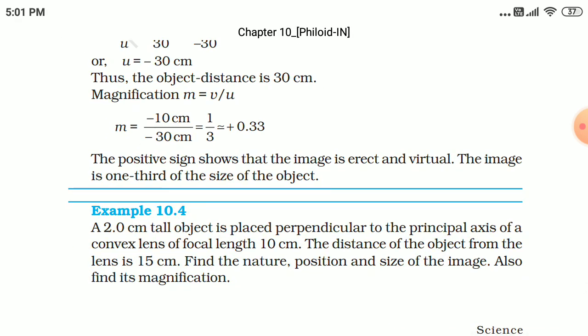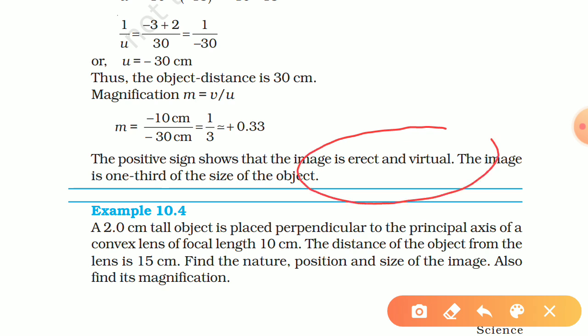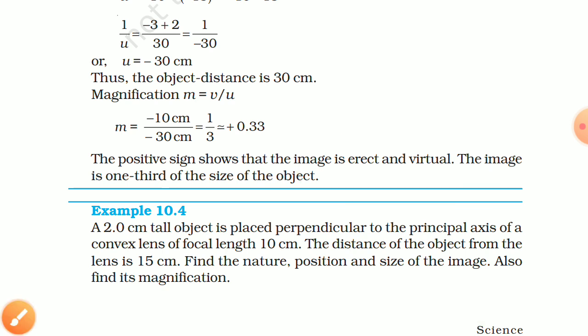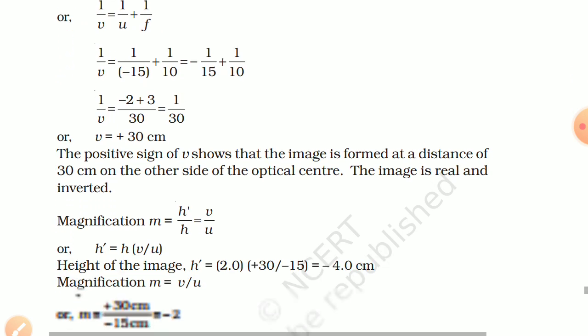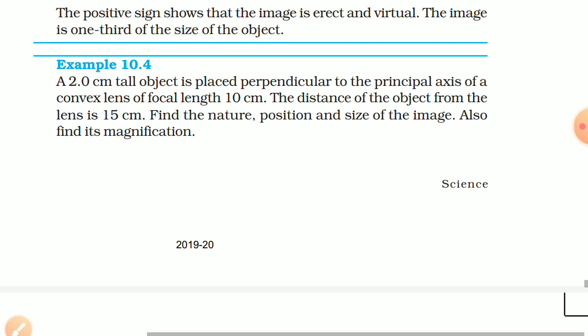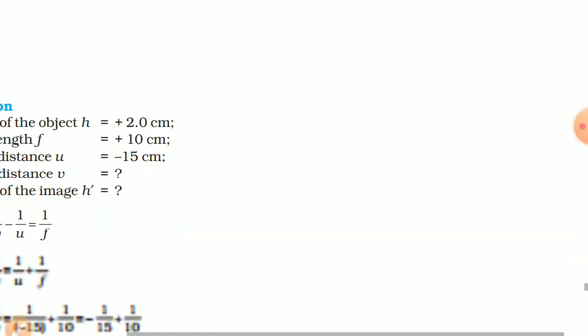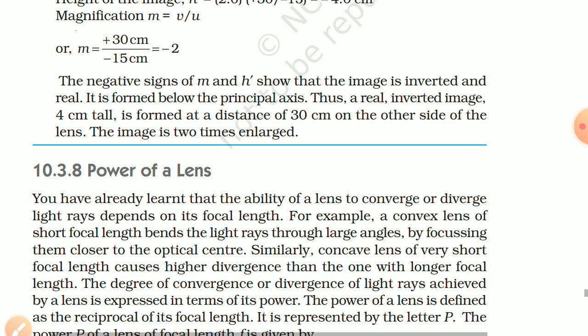Okay, and this positive sign. Also, in a concave lens your image will always be virtual and erect, and if that sign is minus, then our image will be inverted and real. Okay, so in the same way you can solve example 10.4 also. If you find any problem in this example 10.4, then you can ask me. This sum I give you all as homework.